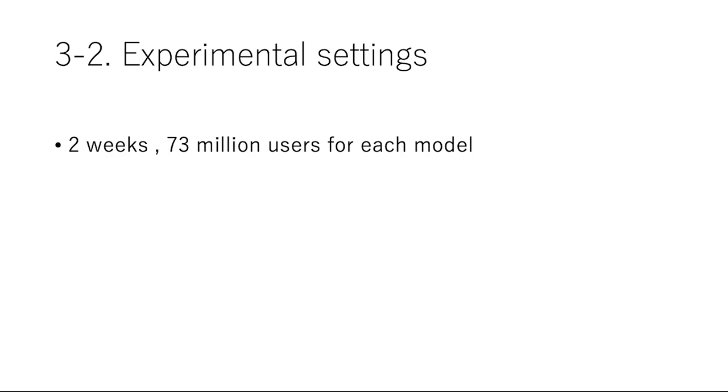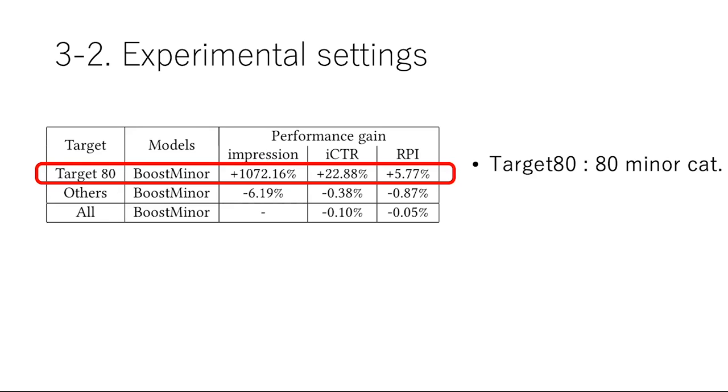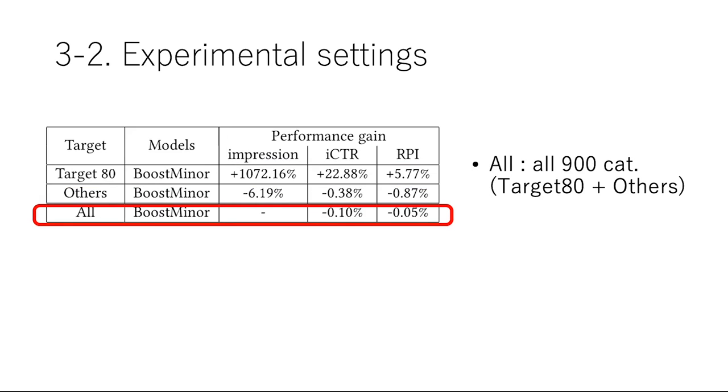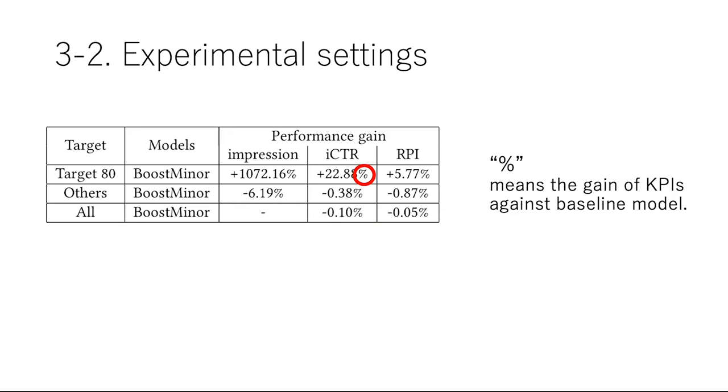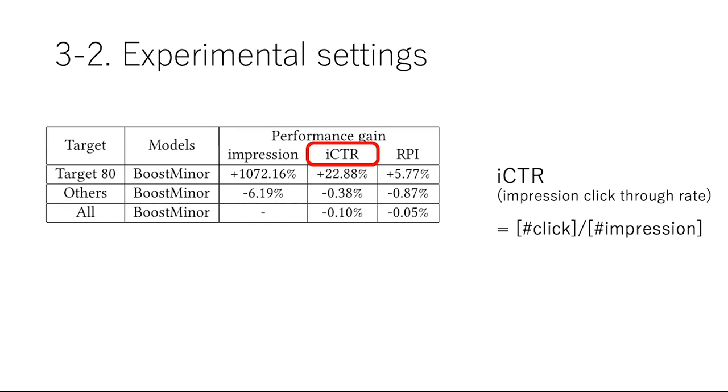Here, I want to explain how to interpret this result. Target 80 means the 80 minor categories, and others means 820 non-minor categories, and all means all 900 categories. This is equal to the target 80 plus others category. Percent means the gain of KPIs against baseline model, and impression is the number of times ads had appeared in website. ICTR stands for impression click-through rate and is calculated by the number of clicks divided by the number of impressions. RPI stands for revenue per impression and is calculated by the revenue divided by the number of impressions.